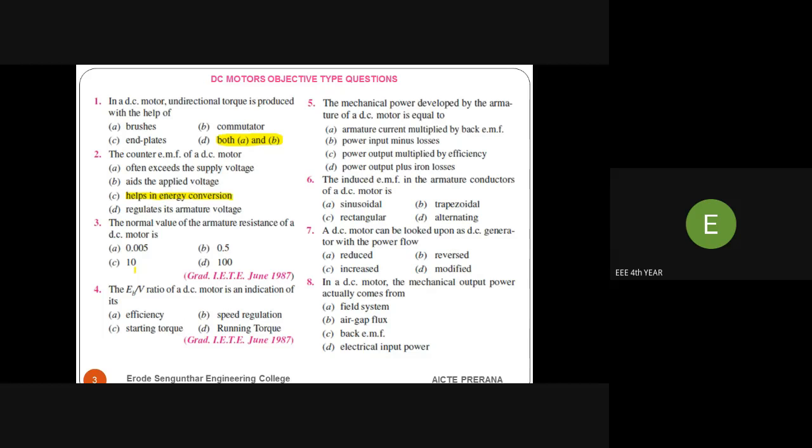0.005 ohm is a very low resistance, so it cannot be the armature winding resistance. So option A is not the correct answer. The exact answer is that the resistance lies between 0.5 ohm and 1 ohm. So option B is the correct answer for question number 3.